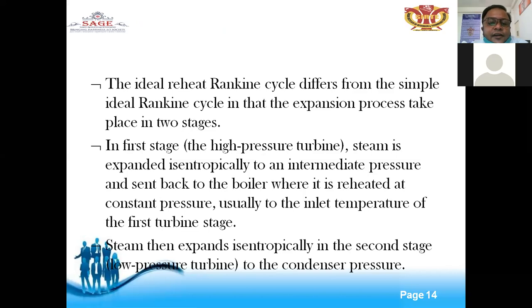The ideal reheat Rankine cycle differs from the simple ideal Rankine cycle in that the expansion process takes place in two stages. In the first stage, the high pressure turbine steam is expanded isentropically to an intermediate pressure and sent back to the boiler, where it is reheated at constant pressure, usually to the inlet temperature of the first turbine stage. Then the steam is expanded isentropically in the second stage to the condenser pressure.